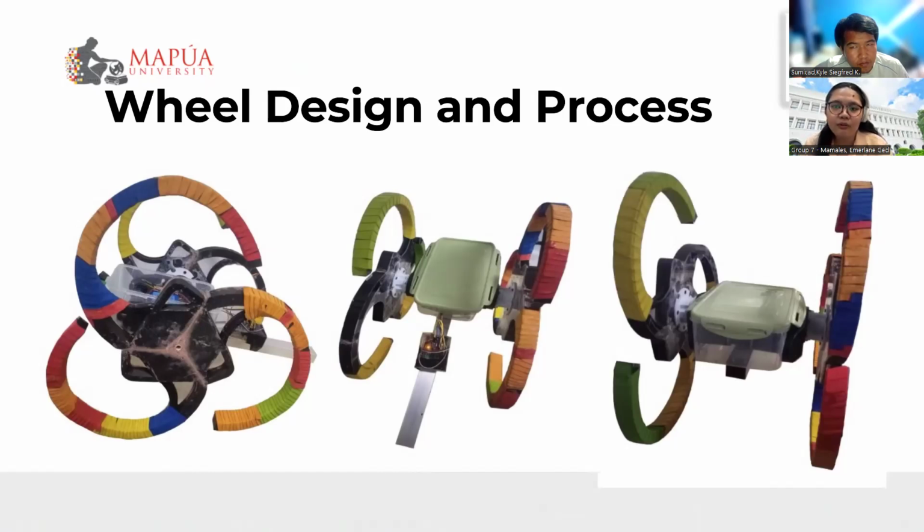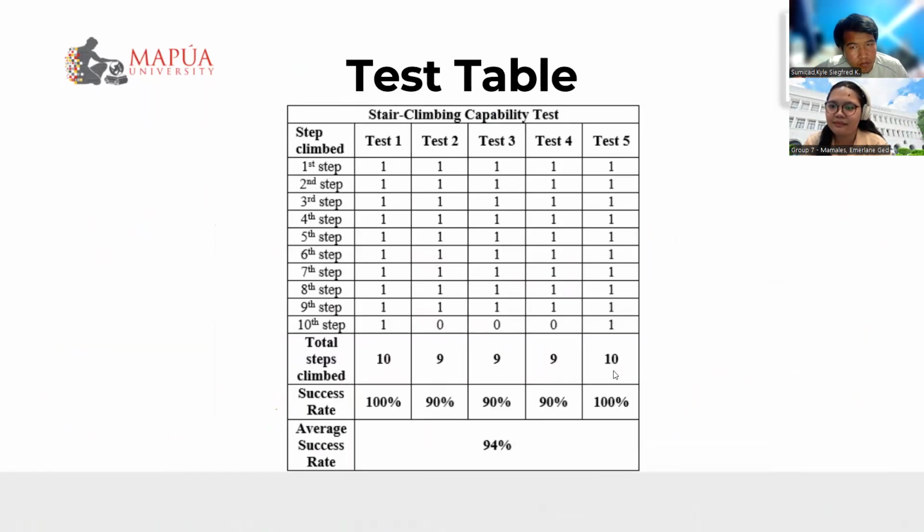So to further reinforce the wheel, since it is 3D printed, it is made of plastic. So when it climbs the stairs, it will slide. So for better grip, we added rubber strips around each spoke, and then to further reinforce the wheel, we added an acrylic sheet and using epoxy. Next.